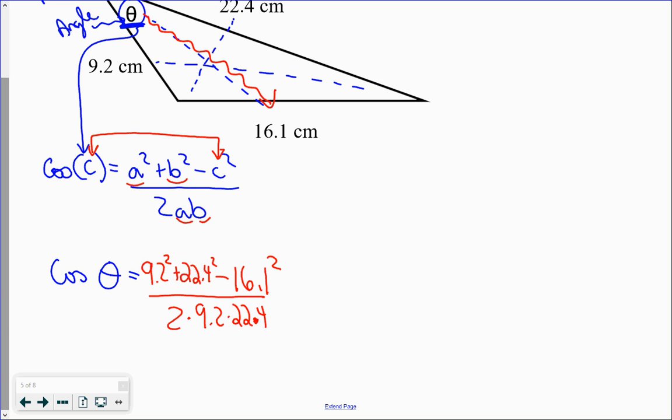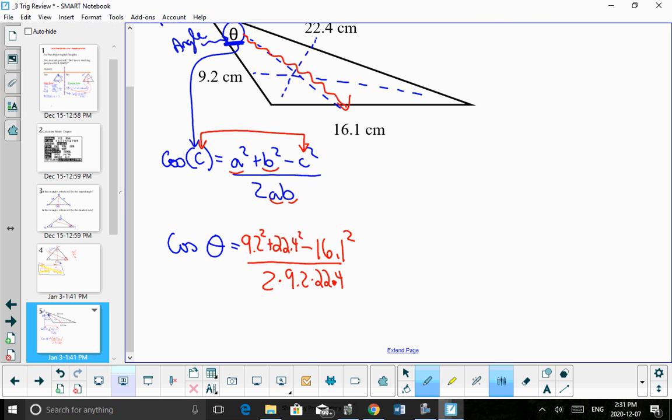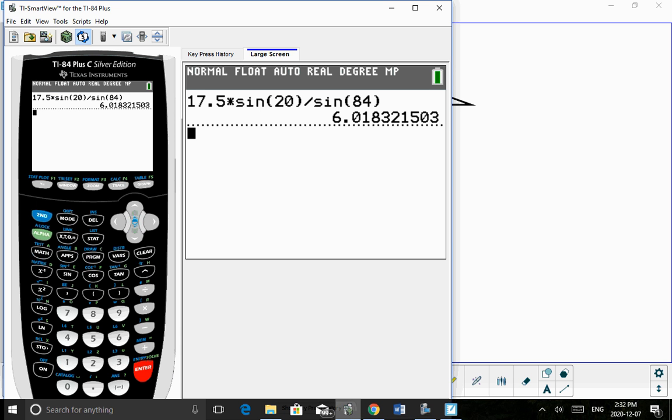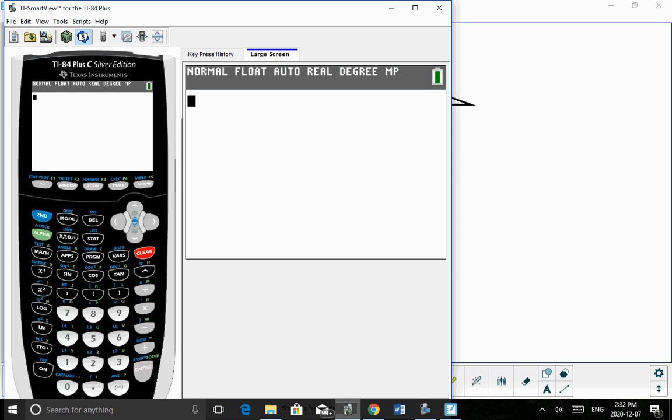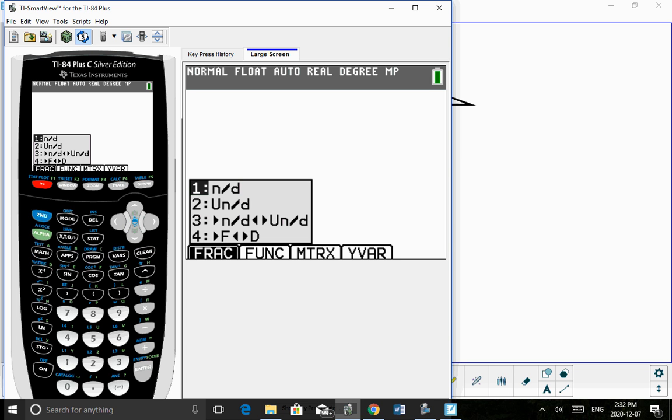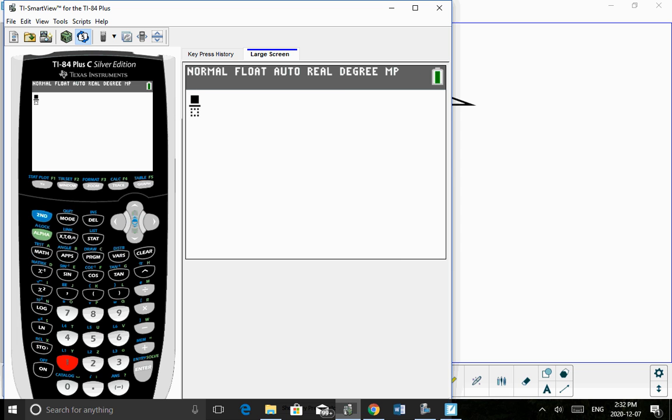Okay, so now what we have to do is plug this into our calculator. Because it's a fairly messy looking fraction, I suggest you use that shortcut key that I showed you in class. Hit the alpha key, hit y equals, and then pick number 1. By doing that, you don't have to worry about all the brackets. So you've got 9.2 squared plus 22.4 squared minus 16.1 squared.